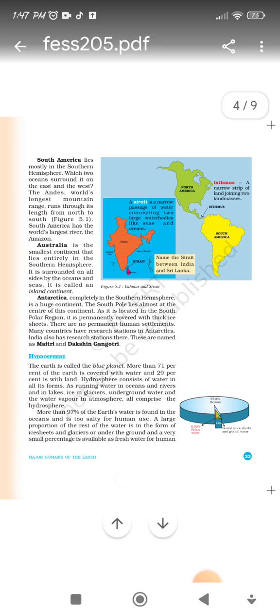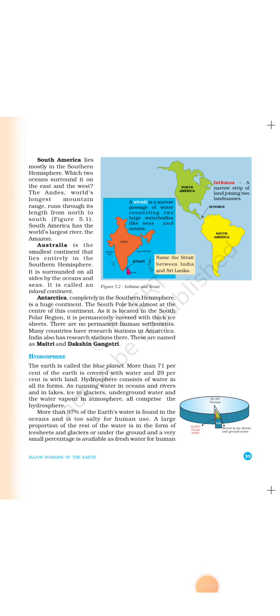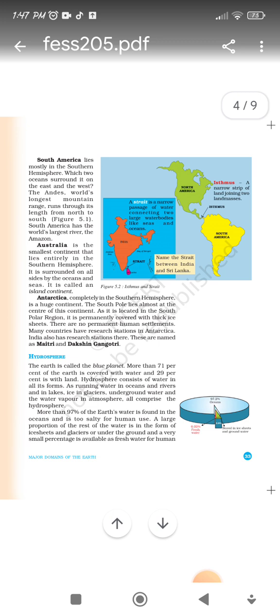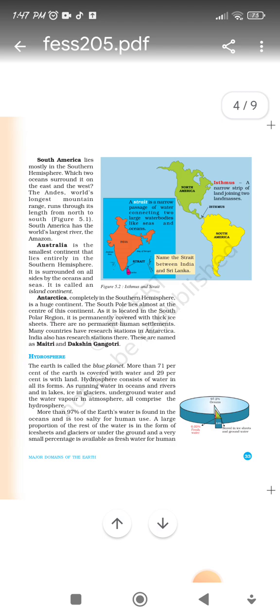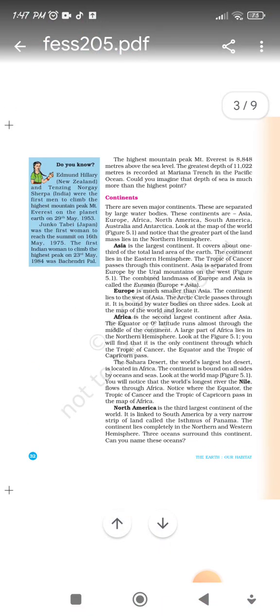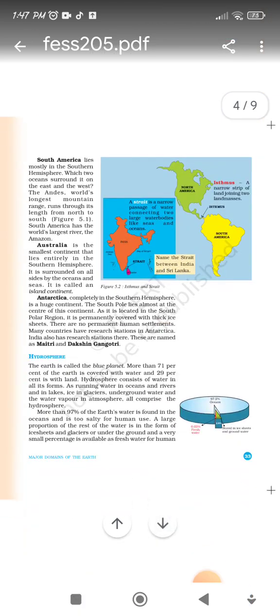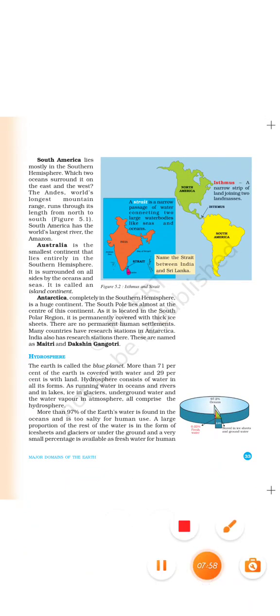So students, what we have read today is about the major domains of the Earth. It is divided into 4 parts: lithosphere, hydrosphere, atmosphere and biosphere. Then we read about continents, which are divided into 7: Asia, Europe, Africa, North America, South America, Australia, and Antarctica. Students, you have to learn it carefully, read it and understand it.